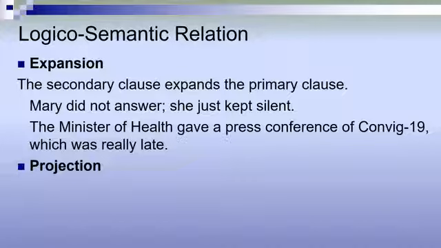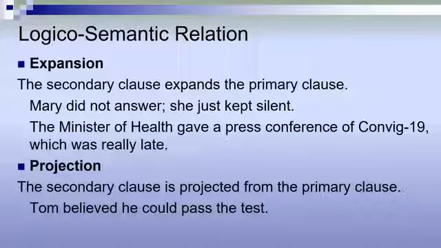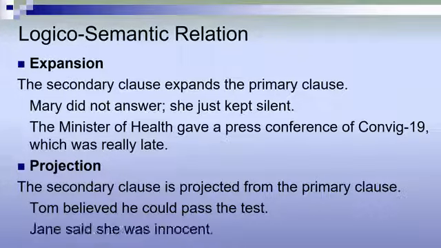The second is projection. The secondary clause is projected from the primary clause, and it appears like in these clauses. John believed he could pass the test. So he could pass the test is projected from John believed. And Jane said she was innocent. She was innocent is projected from Jane said. So here we have two clauses and one is projected from the other.